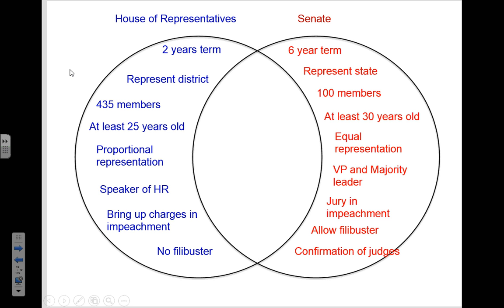And the Senate has a few powers that the House does not. First of all, confirmation of judges. That's done by the Senate, and the same thing with ratifying treaties. Both of those are Senate powers. So there are some differences. They're both part of the legislative branch. They have some similarities, but they have some differences.